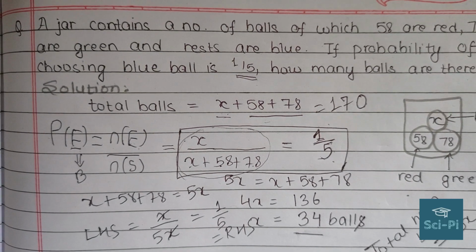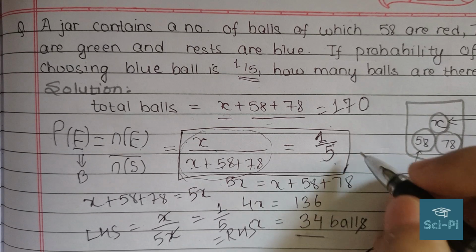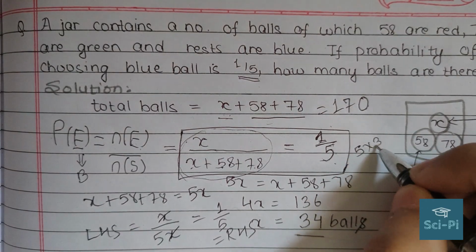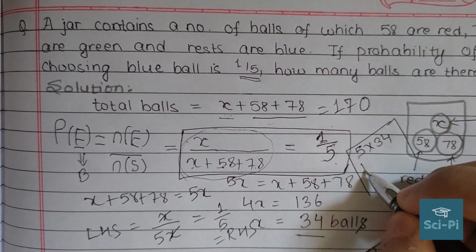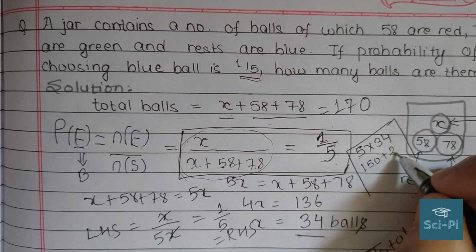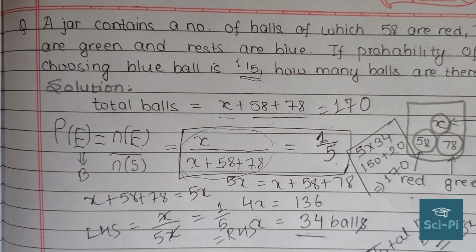But now let us try to find it by 5 into x, which would be 5 into 34. So 5 into 34: 5 threes are 150 plus 5 fours are 20, which would again be 170. So this is how you solve this question.